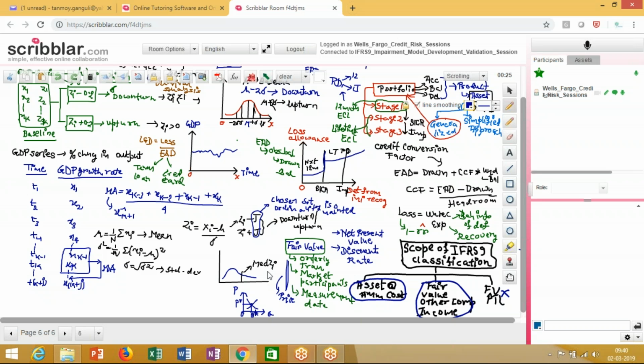Now this fair market is perhaps like your competitive market, which we study in the economic theories. So it's that kind of market that we are talking about, and the price which is determined by the interaction of the agents over there will be your fair value, right?